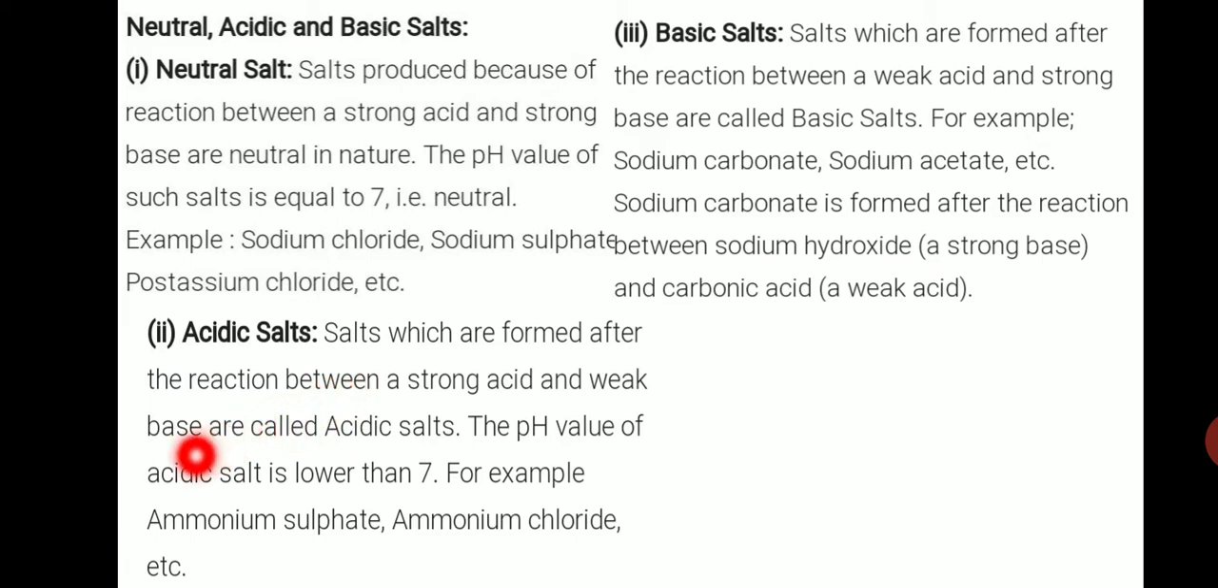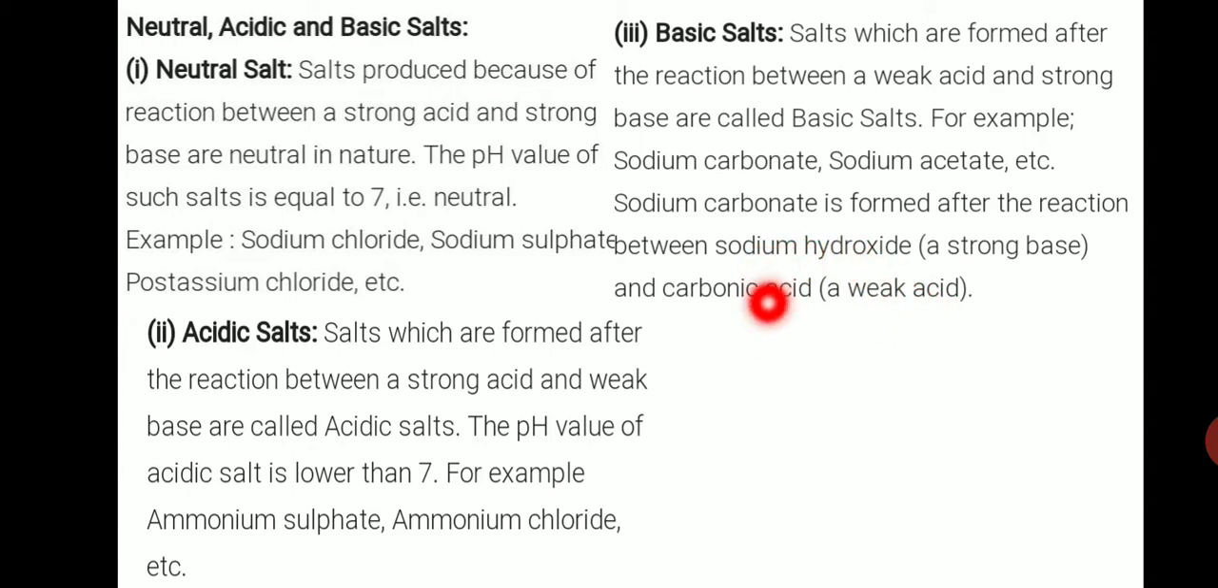Here also ammonium hydroxide is a base. It is reacted with sulfuric acid, which is a strong acid. When they are treated together, it forms an acidic salt. How are basic salts formed? Some examples are sodium carbonate and sodium acetate. How is sodium carbonate formed? Sodium hydroxide, a strong base, reacts with carbonic acid, which is a weak acid.